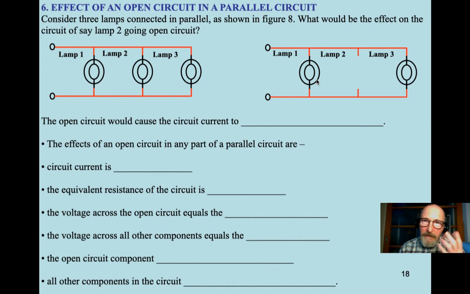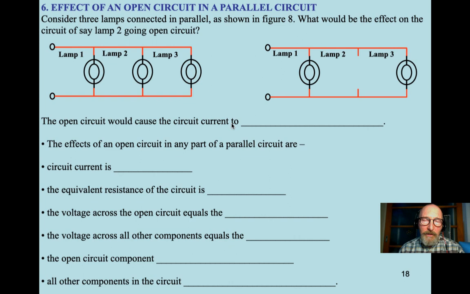And they were called lamps, and the filament is the tungsten wire inside. This particular one maybe burned out. The tungsten got tired of working and developed an open circuit. It's burned out. The open circuit would cause the circuit current to do what?